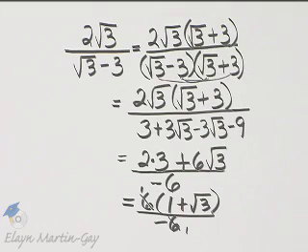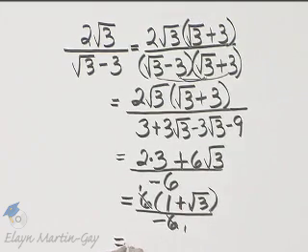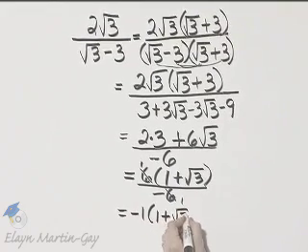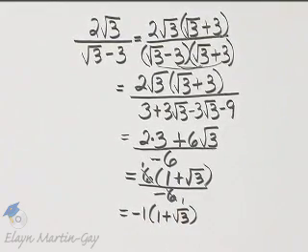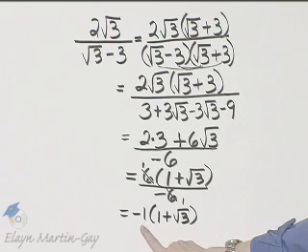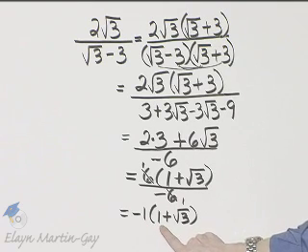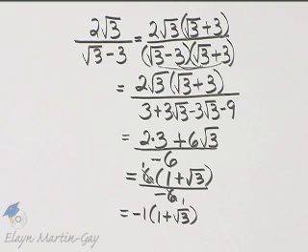or I can write it as negative 1 times 1 plus square root of 3, bringing the negative out in front, or you can write it just multiplying out. Negative 1 times 1 would be negative 1, and then minus square root of 3. So either like this, or negative 1 minus square root of 3. Either one should be okay.